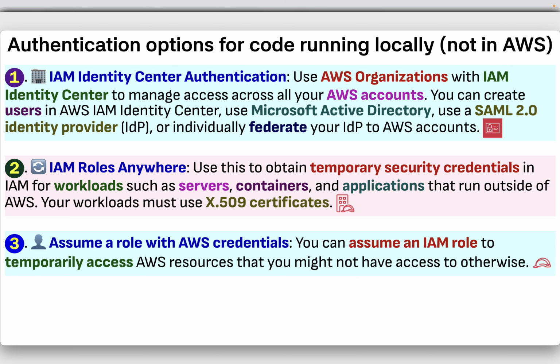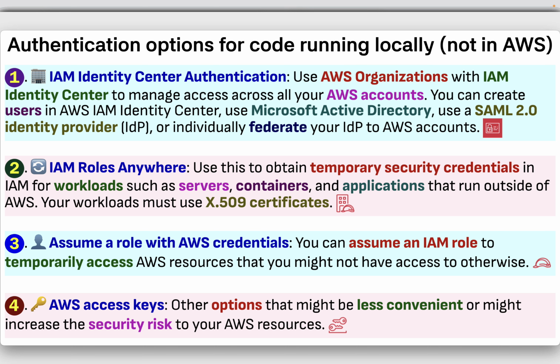Next, you can assume a role with AWS credentials. You can assume an IAM role to temporarily access AWS resources that you might not have access to otherwise. But for this you have to set up permissions and all. And then you have AWS access keys and other options that might be less convenient or might increase the security risk, which is the default, like what you configure in your CLI or in the credentials file.